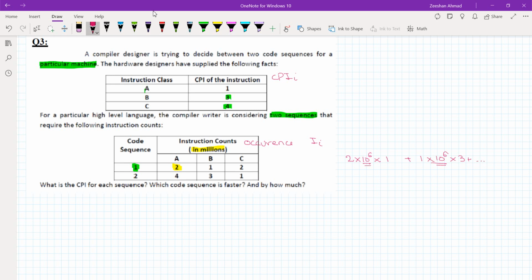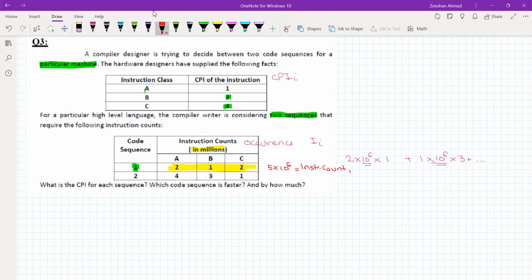Next thing is the instruction count. For code sequence 1, the instruction count will be the addition of all these. So for code sequence 1, the instruction count is basically 2 plus 1 plus 2, which is 5 million. So this will be your instruction count for sequence 1. Similarly, the instruction count for code sequence 2. These are small hints.